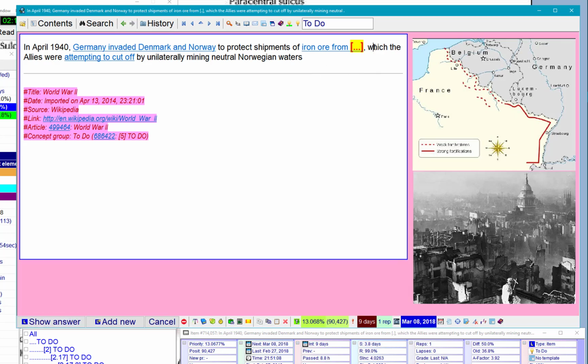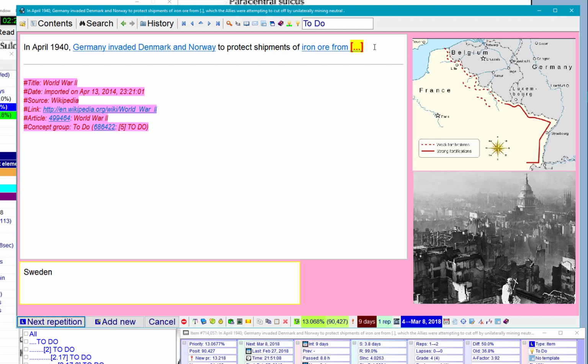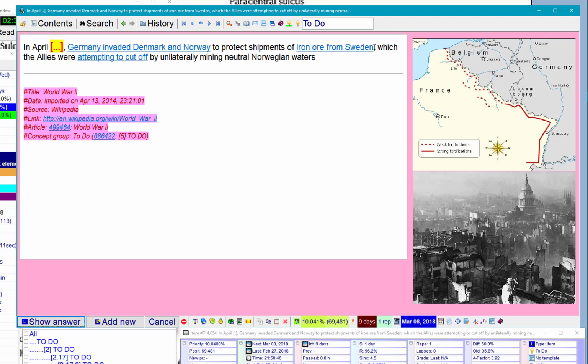Iron ore from Sweden. I already had those items. Usually when we learn, those items don't get clustered like this. They get spread over in time. But here we intentionally review that particular part of the material. In April 1940, Germany invaded. Okay. 1940.